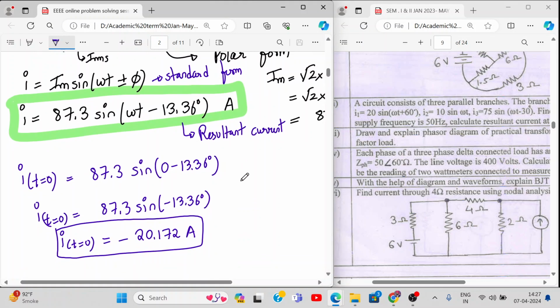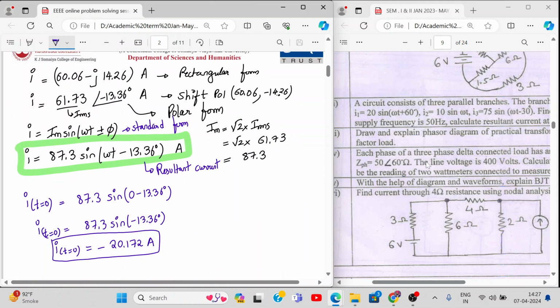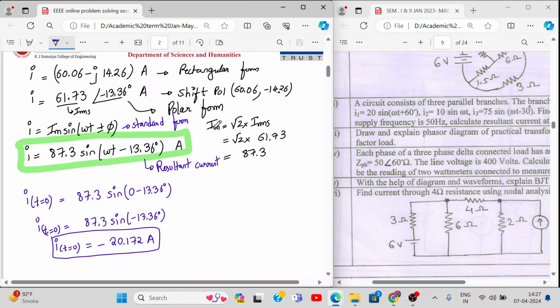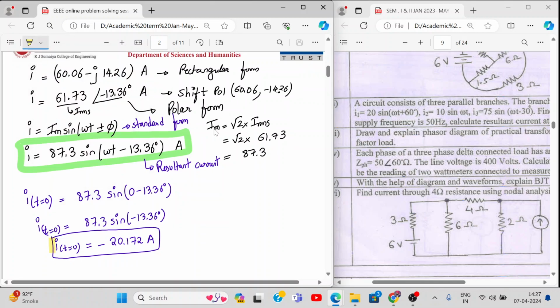Everyone got the same answer? Minus 20.172. Yeah? If you need to ask me anything, you can ask right now, or else we move on to the next one. I will go to the next numerical now. Do you have any questions for me? Or if you have not understood something, you can ask right now.